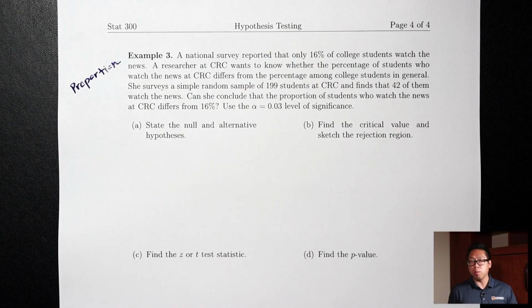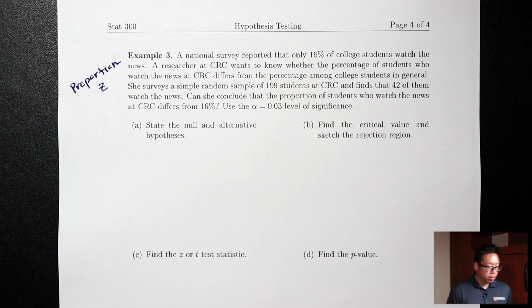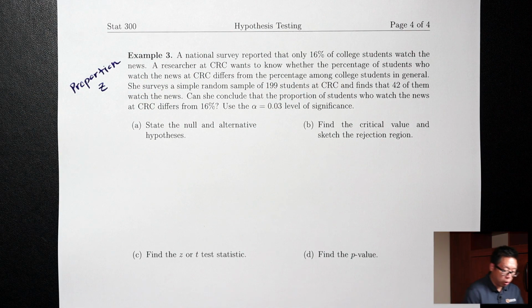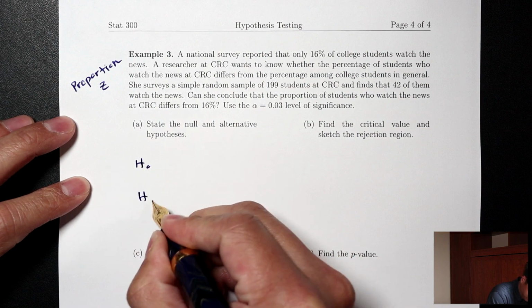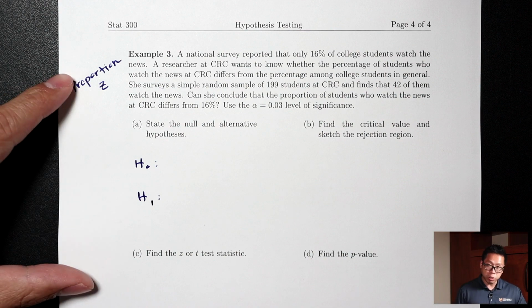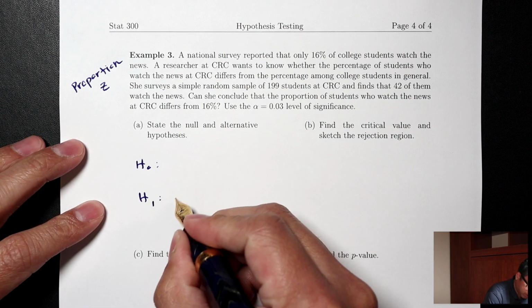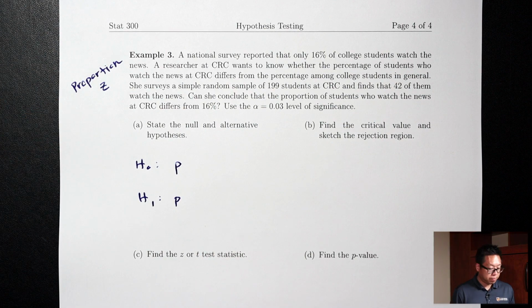And for proportions, we're going to use z's. For means, we use t's. So we'll be using z's here. Part A, state the null and alternative hypotheses. So this is the H0, H1. Make sure you use the correct symbol. For proportions, we use p's. For means, we use the mu symbol.